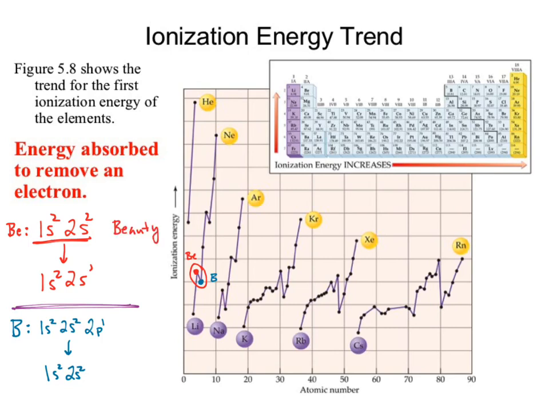Did I spell that right? B-E-A-U-T-Y? Yeah, okay. Beauty. What happened when I removed an electron? It's not symmetric. So when I remove an electron, what does it become?